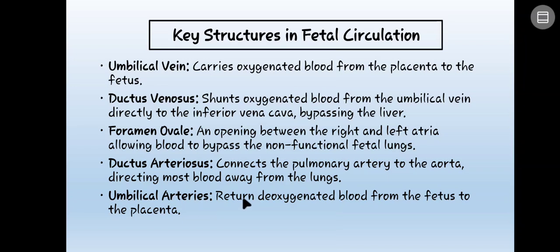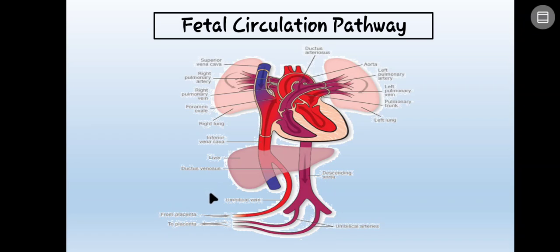So these are the key structures in the fetal circulation: the umbilical vein, the ductus venosus, the foramen ovale, the ductus arteriosus, and then the umbilical arteries. All right, so this brings us to the end of the fetal circulation. Now, someone would ask, these specialized structures that are there during the fetal circulation, after birth, what happens to these structures?